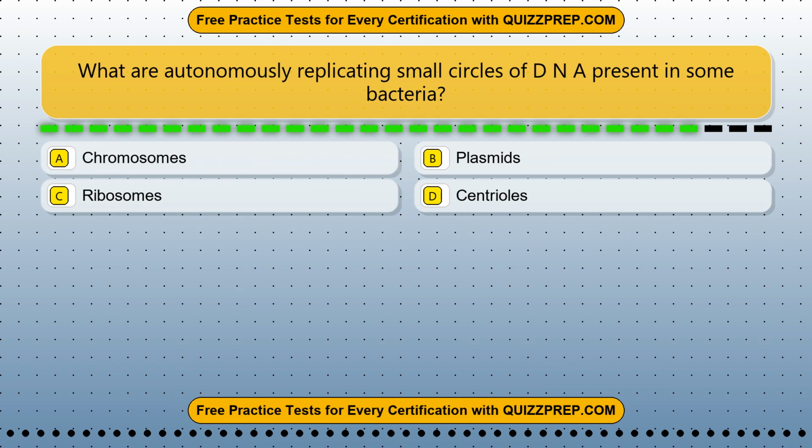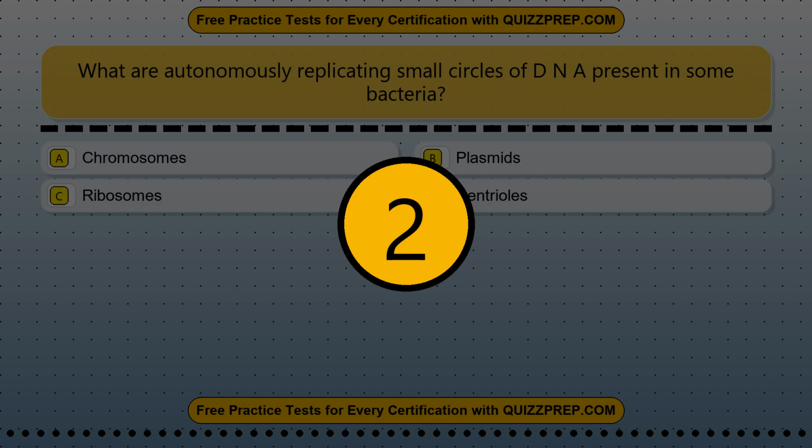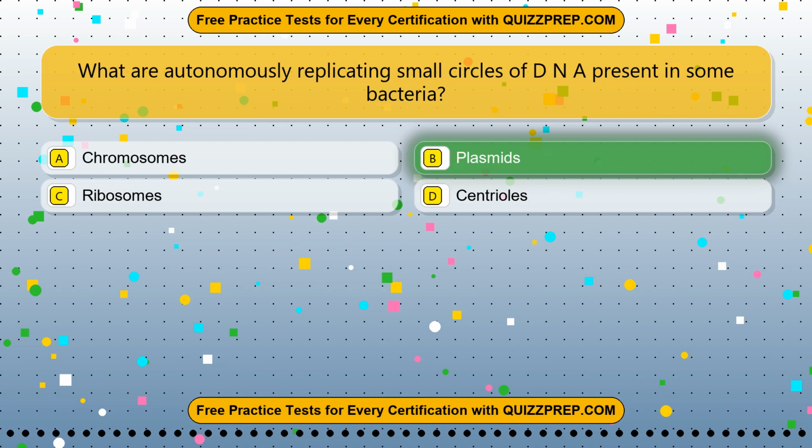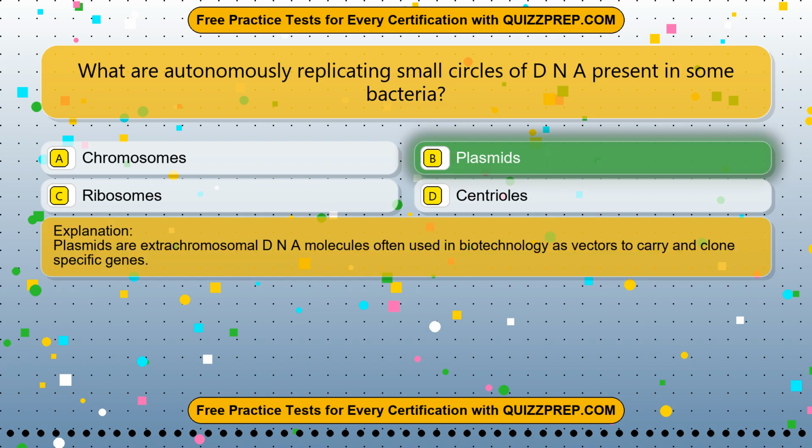Question 31. What are autonomously replicating small circles of DNA present in some bacteria? Option A, chromosomes. Option B, plasmids. Option C, ribosomes. Option D, centrioles. The correct answer is option B, plasmids. Plasmids are extrachromosomal DNA molecules often used in biotechnology as vectors to carry and clone specific genes.